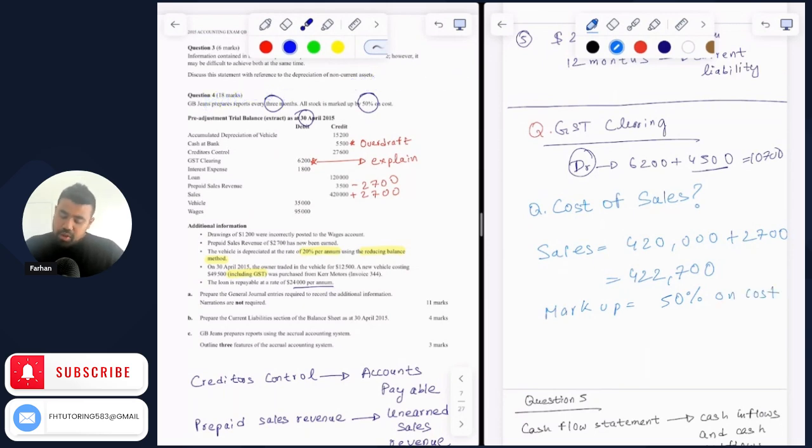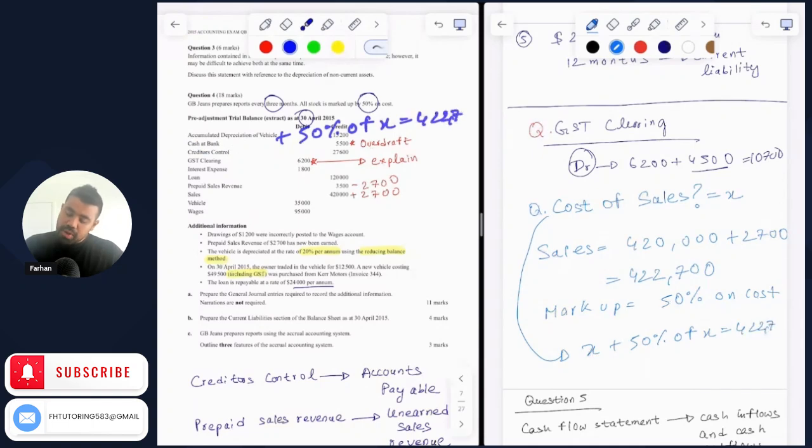so how do we find the cost of goods sold? Let's just assume the cost of goods sold is known to be X. I'm just simplifying things here rather than writing cost of goods sold again and again. So we start with X, which is the cost of goods sold, and then you add 50% on top of this X, and that should give you the sales value. So this is what it simply means, a markup of 50%.